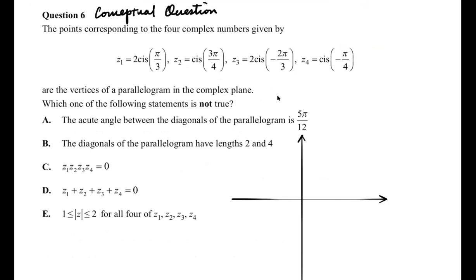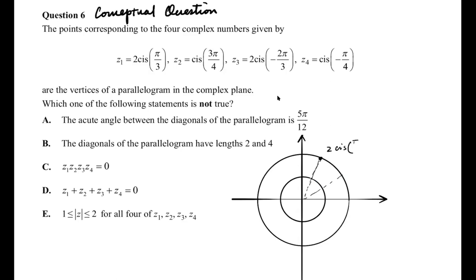Let's have a look. Z1 is 2cis pi over 3. All right, hang on a second. Probably I need 2 extra circles. One circle is here with radius 1. The second circle is roughly here with radius 2. So let's have a look. Where is my 2cis pi on 3? 2cis pi on 3 should be roughly, let's say, here, okay? 2cis pi on 3.